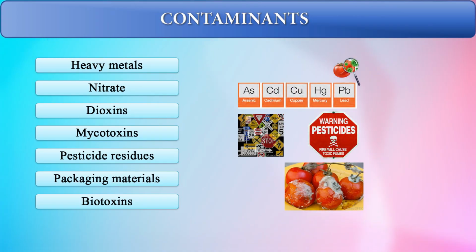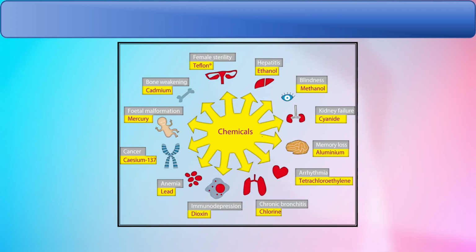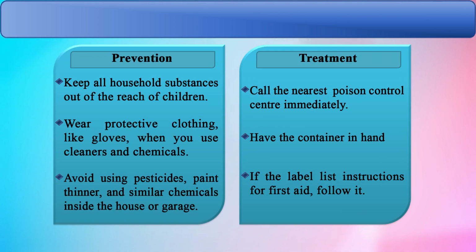Chemical intoxication. Poisoning occurs when any substance interferes with normal body functions after it is swallowed, inhaled, injected or absorbed. Examples are antimony, mercury, copper, zinc, cyanide, fluoride, fluorinated hydrocarbons. The contamination is with the help of heavy metals, nitrate, dioxins, mycotoxins, pesticide residues, packing materials, biotoxins. Now the chemicals, this slide shows very nicely the chemicals involved and the symptoms also. Now the prevention and treatment. Keep all household substances out of the reach of children.